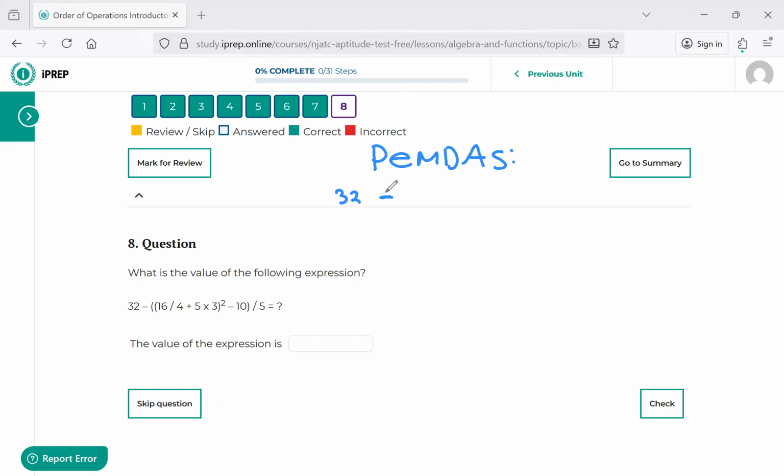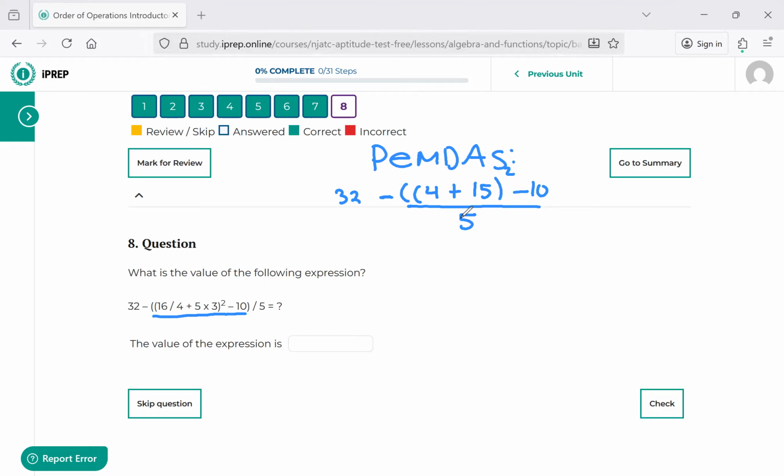So it's going to be 32 minus parentheses, 4 plus 15 square minus 10. Now be careful. Do you see this slanted line? This is all over this whole thing. So it's all over 5.